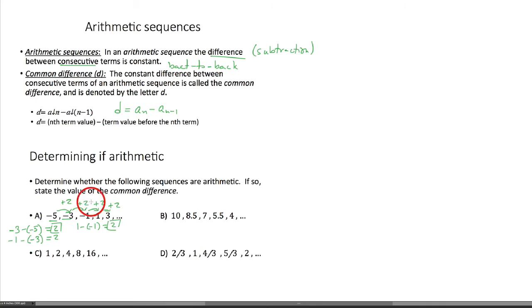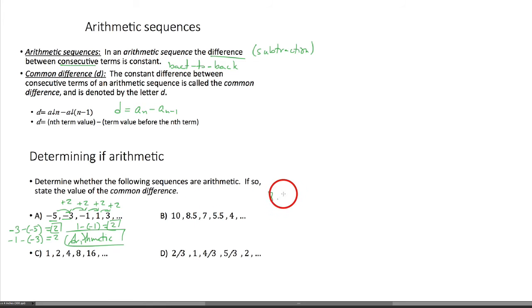So the idea is the common difference is always what you get when you subtract from a term the term before it. Okay. If there is a common difference, then it is arithmetic. And so because every term has a common difference here of 2, we're going to write that this one is arithmetic.